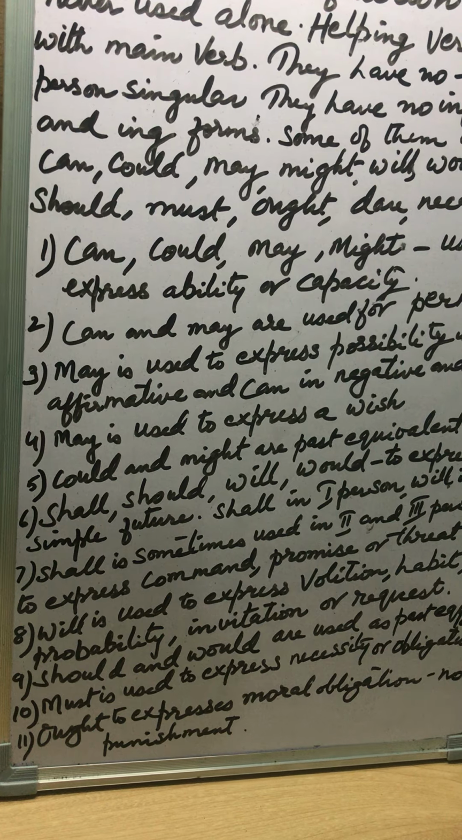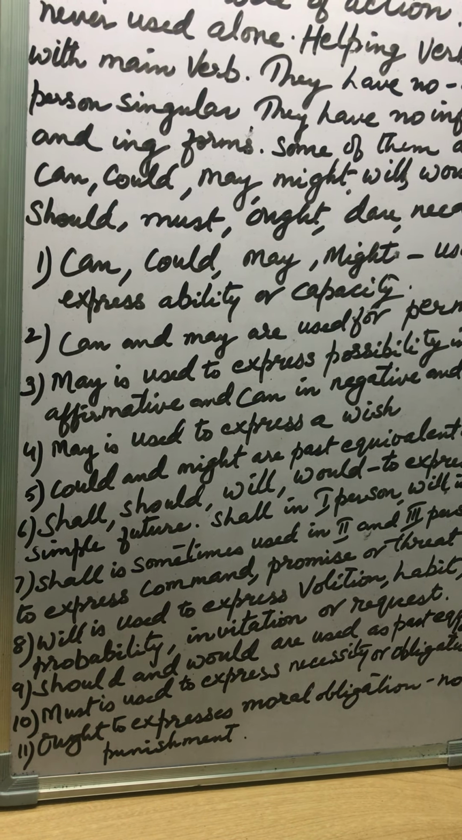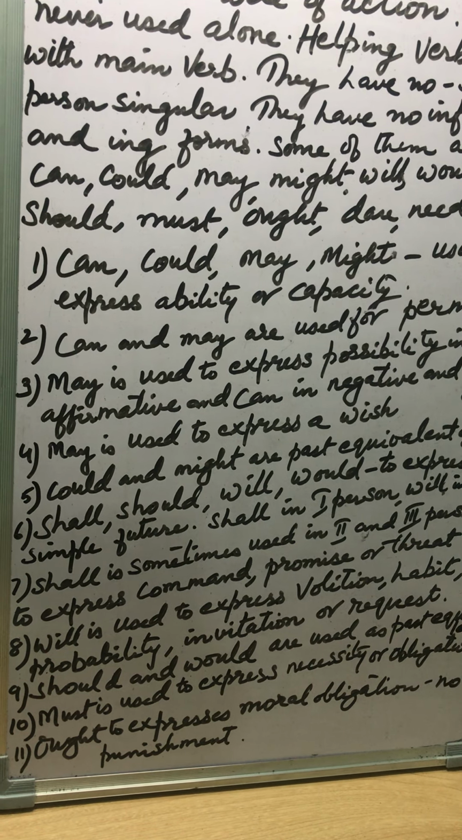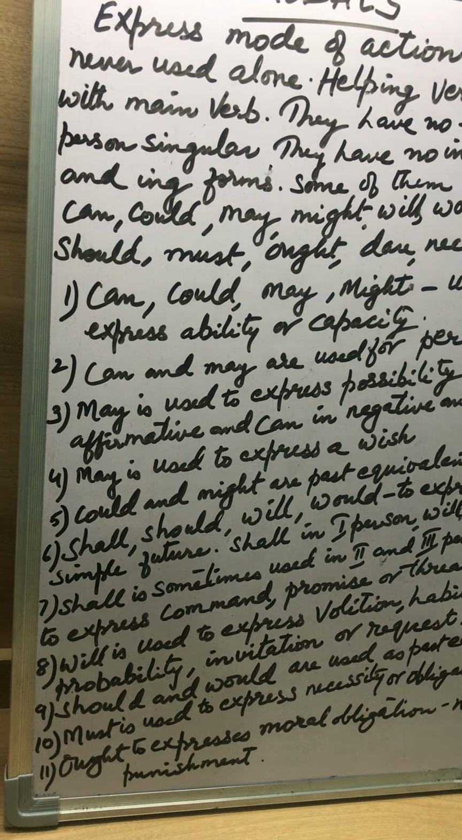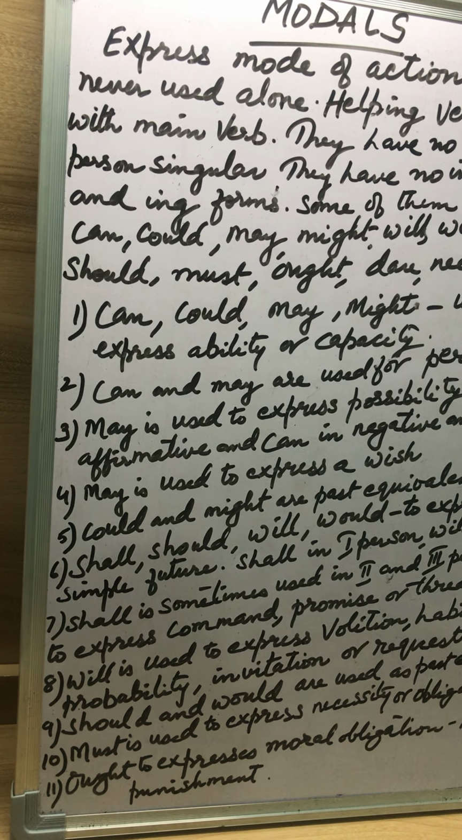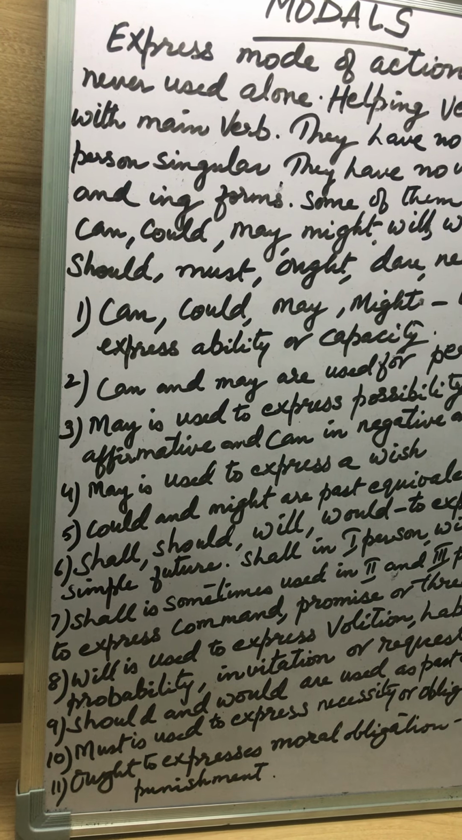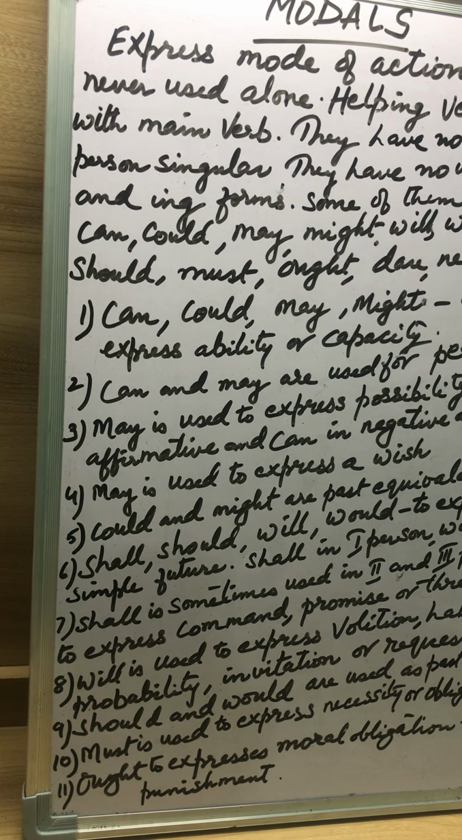And will is used with first person to show volition, habit, probability, invitation, or request. As for example, shall I open the door? Which pen shall I buy? Shall the waiter serve the coffee now?